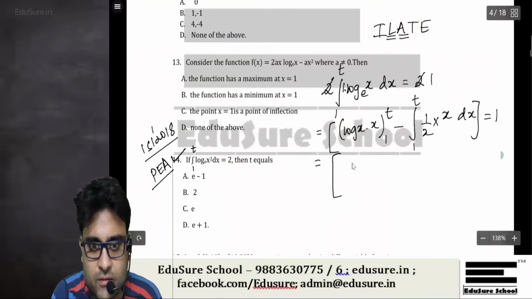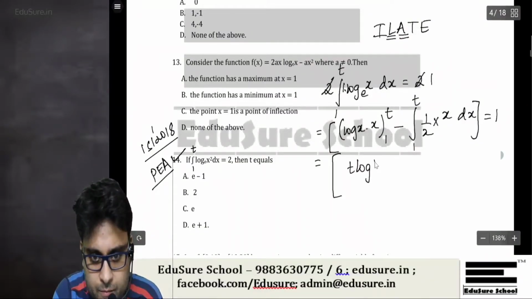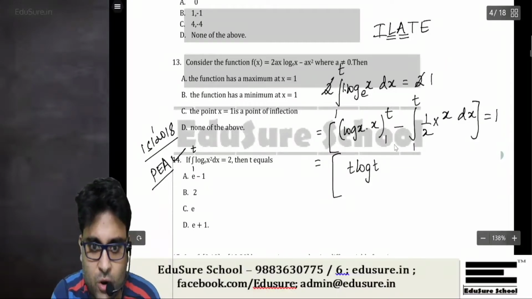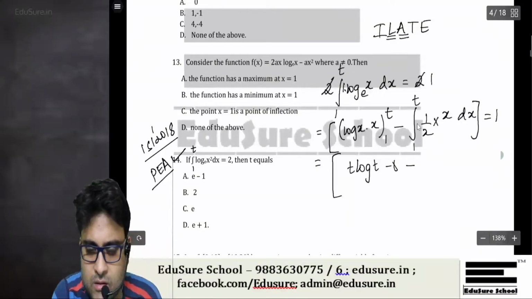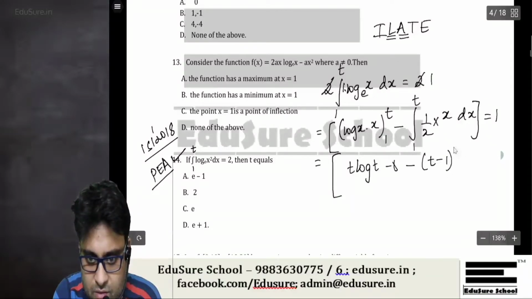So this t log t minus 1 into log 1 is equal to 0, so that will be 0, minus this is integration 1 to t 1 dx, so this can be written as t minus 1.